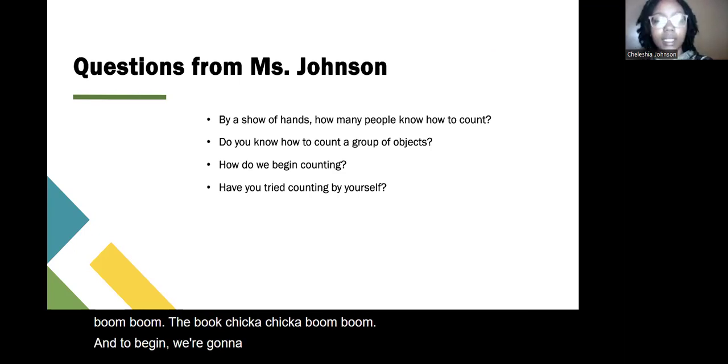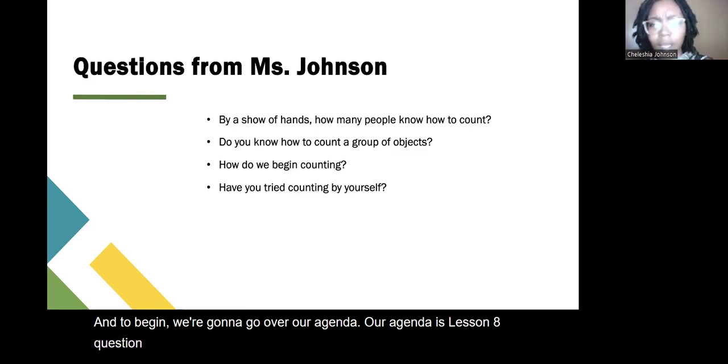How do we begin counting? For example, how do we count? Do we start with 0? Do we start with 1? When we see nothing, do we count? Or how do we count? Have you tried counting by yourself? If your answer is no, we're going to try today.